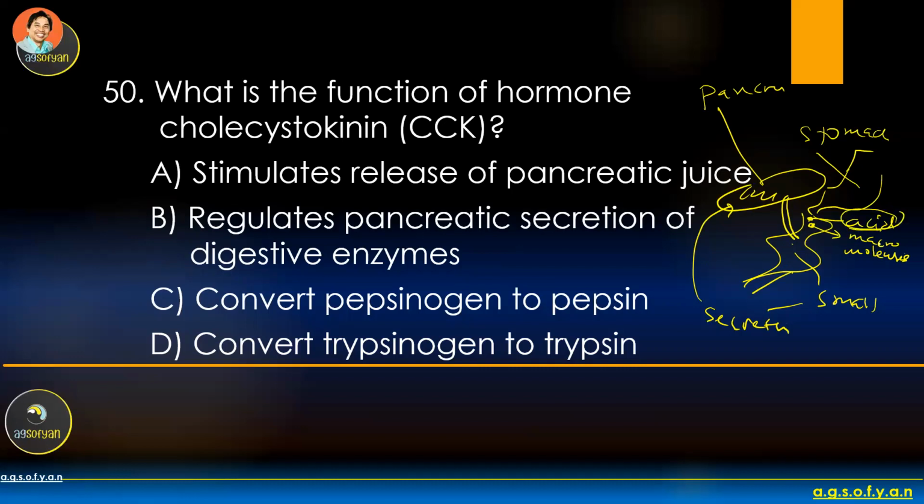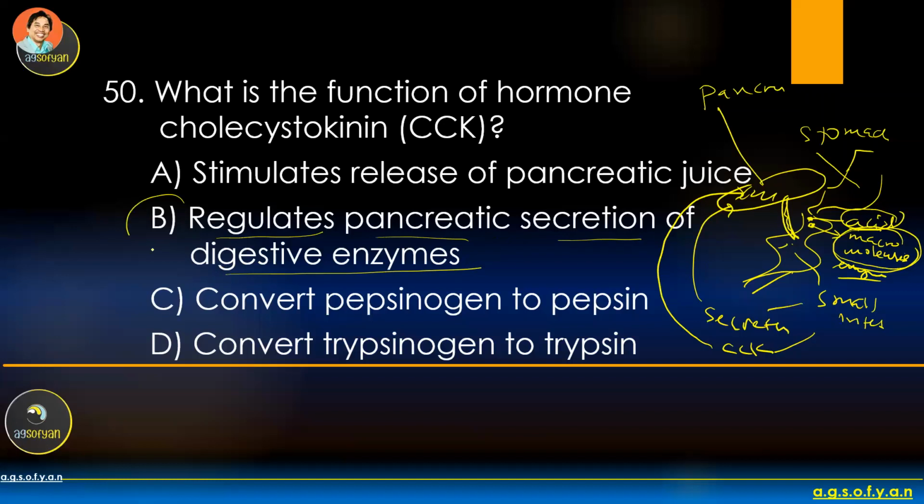That's the first one. Remember, there is also micronutrient that enter into the small intestine from the stomach. It will make the small intestine to produce CCK, right, called cholecystokinin. And this CCK also will go to pancreas and stimulate the pancreas to produce the enzyme that will digest these macromolecules. Enzyme over here. Okay, so the answer will be regulate pancreatic secretion of digestive enzyme.